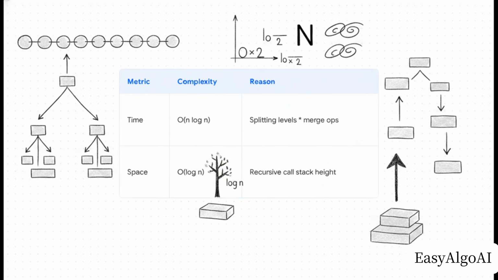Meanwhile, the space complexity remains a really tight O of log n. Since we're just rearranging pointers, we aren't creating massive new data structures or duplicating data. Our only real memory overhead comes from the recursive function calls stacking up in the computer's memory, which is directly tied to the log n height of our tree.